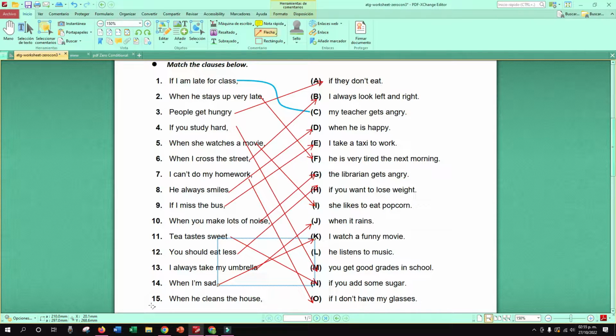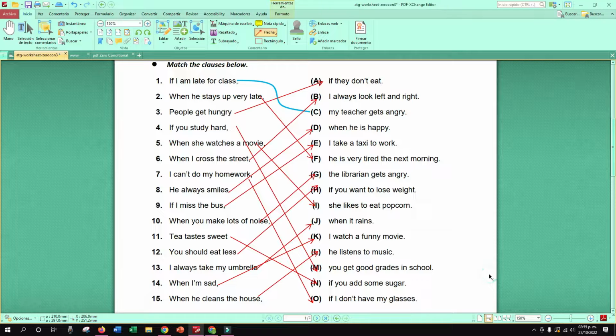What about the last one, guys? This is the last one. When he cleans the house. He listens to music. Excellent. He listens to music, right? I guess we do that when we clean our house, right? So, when he cleans the house, he listens to music, right? So, perfect, guys. Very, very good.